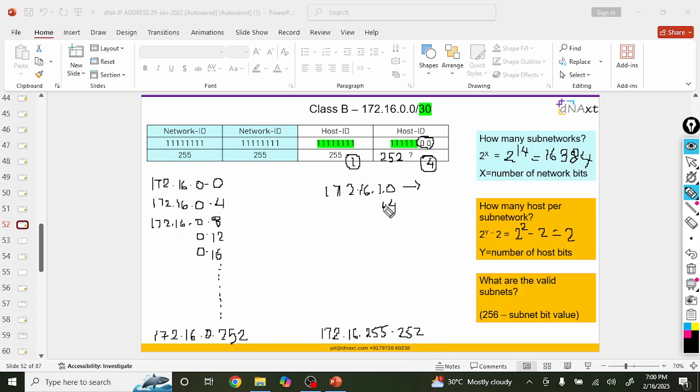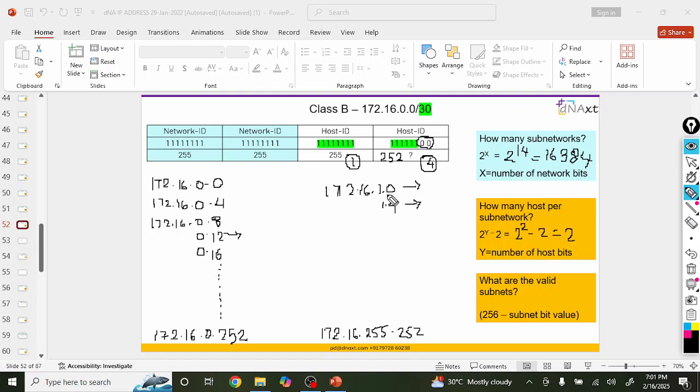Broadcast ID of this is 172.16.0.3, 0.7, 0.11, sorry, 0.15. Over here it will be 172.16.0.15, 0.19. Okay, here 0.255.